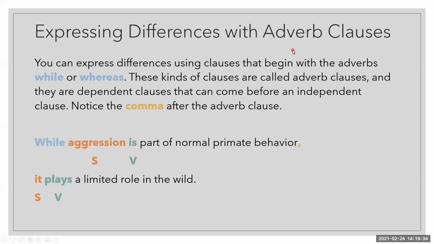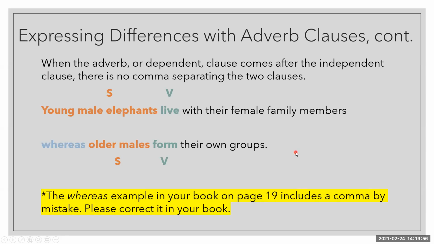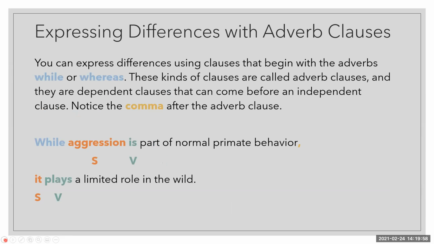So now we're going to end our look at language for expressing differences by looking at using adverb clauses that begin with while or whereas. So in this slide, I want you to notice that you can begin a sentence with a dependent clause, while aggression is part of normal behavior. And when you do this, you need to put a comma between the dependent clause and the independent clause.